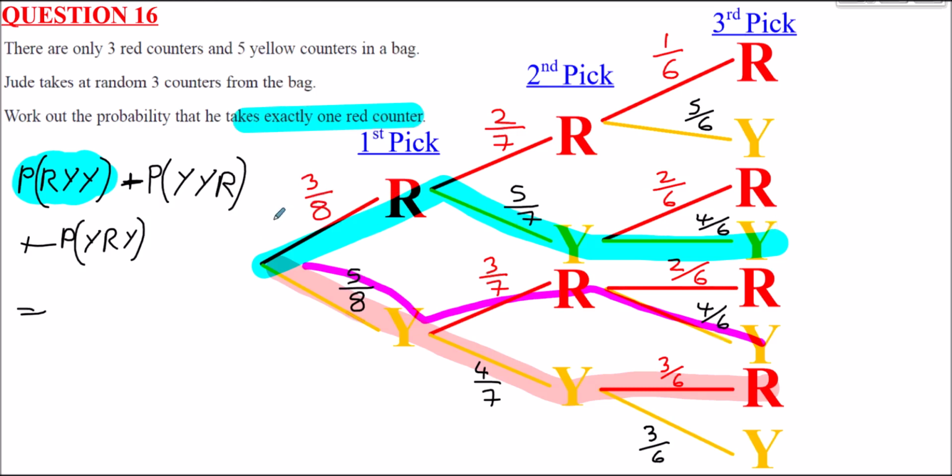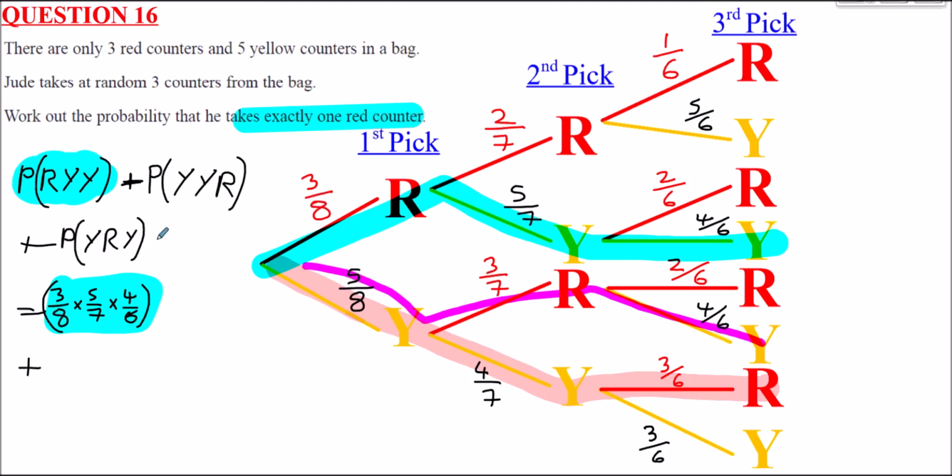So we've crossed 3 different fractions. We've crossed 3/8, 5/7, and 4/6. So we multiply these together. So that's 3/8 times 5/7 times 4/6. So that's the first branch.